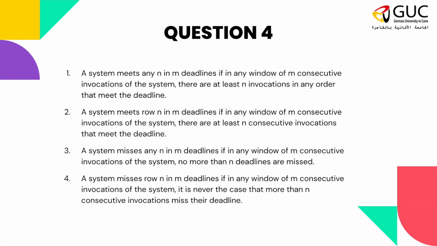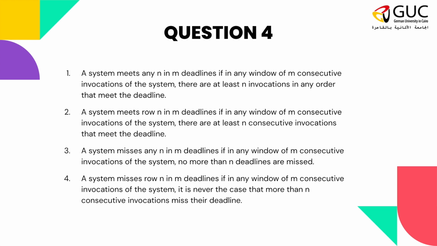So in order to say that a system misses consecutive n in m deadlines, it would be impossible for the system to miss more than what? More than n consecutive deadlines. That's why it said it is never the case that more than n consecutive invocations miss their deadlines. Because in order to say that a system misses row n in m, the system should not, by any means, miss more than n consecutive invocations in a row.